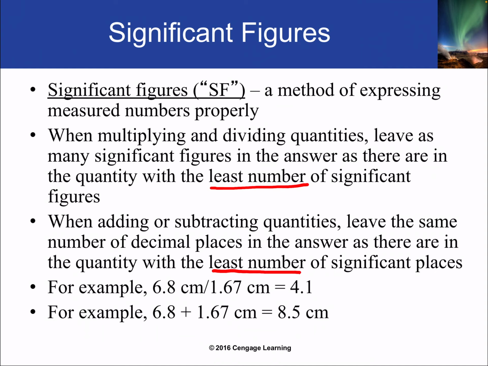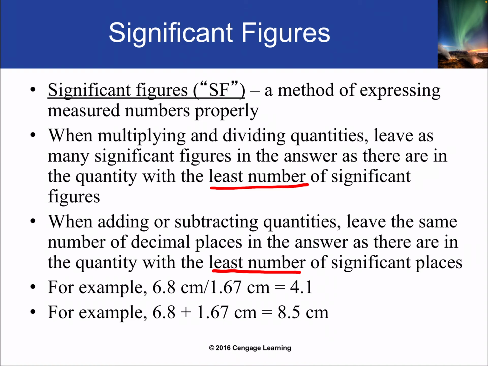So the first example is a division. So we have 6.8 divided by 1.67. Well, the smallest number of significant figures is 2, which is 6.8. So therefore your answer should only have 2 significant figures.